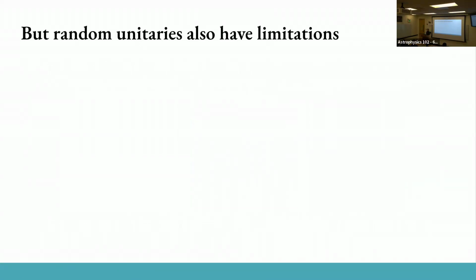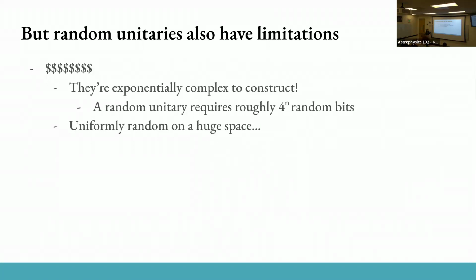But random unitaries also have limitations. One of these limitations is that they're very expensive, you could say. You can say expensive in a conceptual way, or perhaps you want to actually implement them, costly in a truly physical way. But they're essentially exponentially complex to construct. There are many ways in which this is true. One way is that it requires just so many more random bits than you would normally expect. You can already get randomness in a quantum mechanical system just by measuring something, but a random unitary truly has an incredible number of random bits.